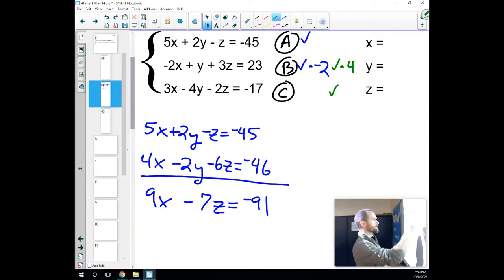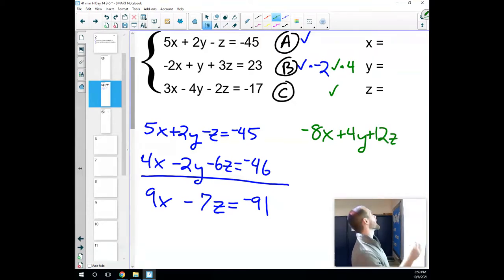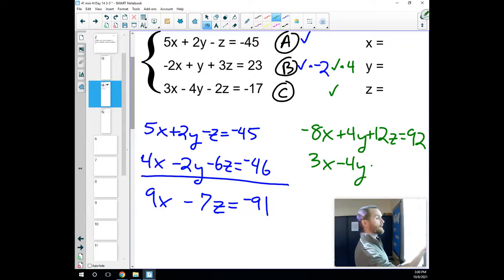All right, 4 times negative 2 is negative 8x. Then 4 times y is just positive 4y. 4 times 3z is plus 12z. And 4 times 23, that's going to be 80 and 12, that's 92. All right. And C, we don't have to do anything with. Let me double check my distributing one more time. Negative, positive, positive, positive. Signs look good. Yep, I'm pretty sure I did that correctly. Okay, now we just copy C as it is. So it's 3x minus 4y minus 2z equals negative 17.